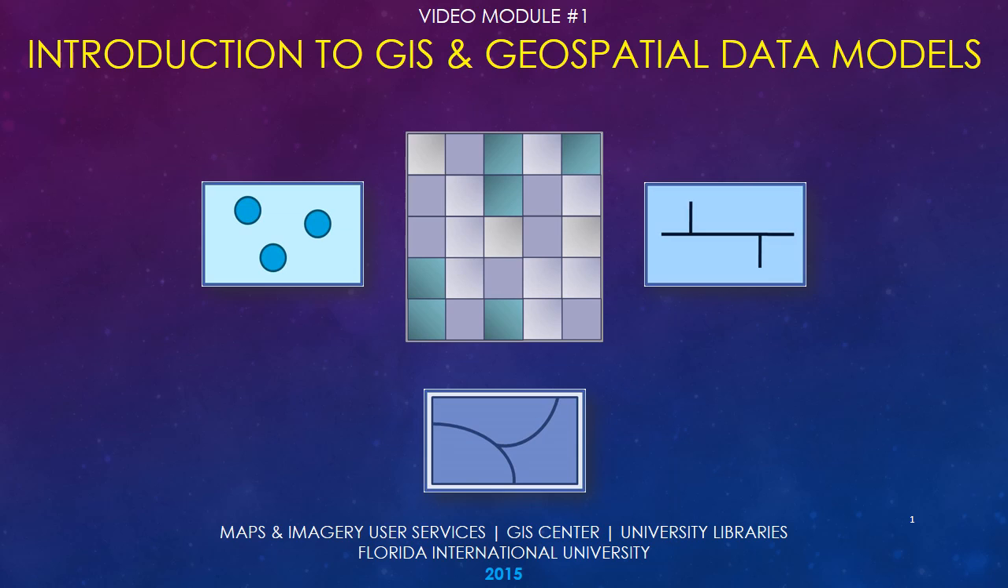My name is Matthew Toro. I'm the Maps and Imagery User Services Coordinator at the GIS Center at Florida International University. I'll be your guide in this short, primarily conceptual video module.